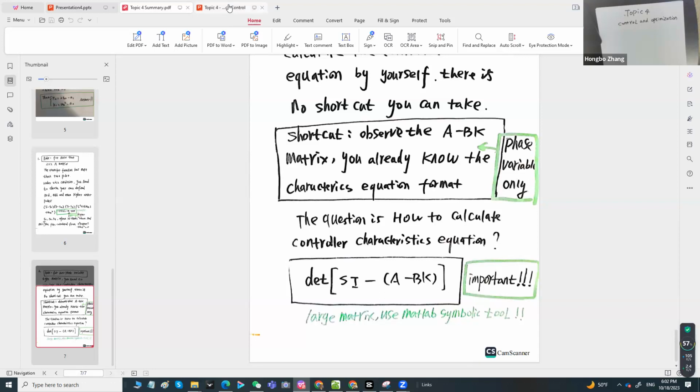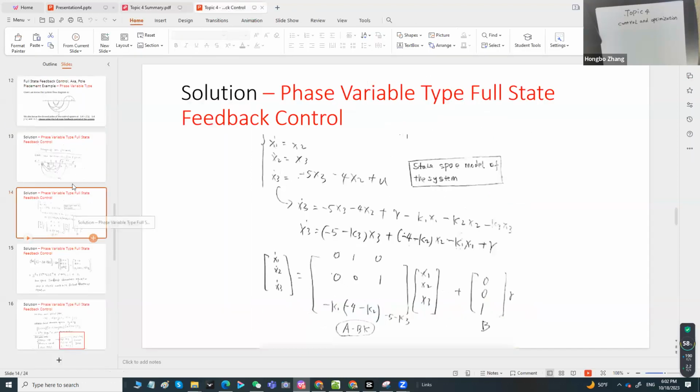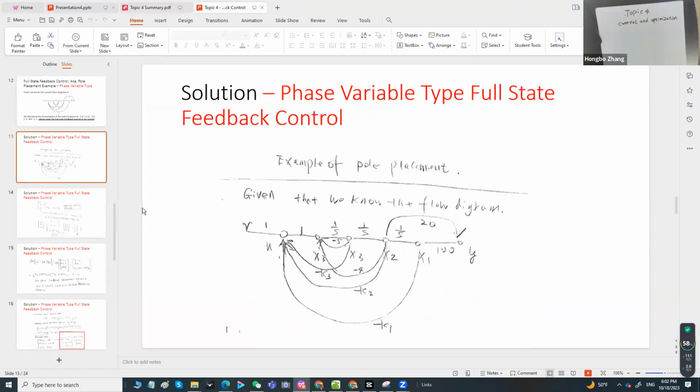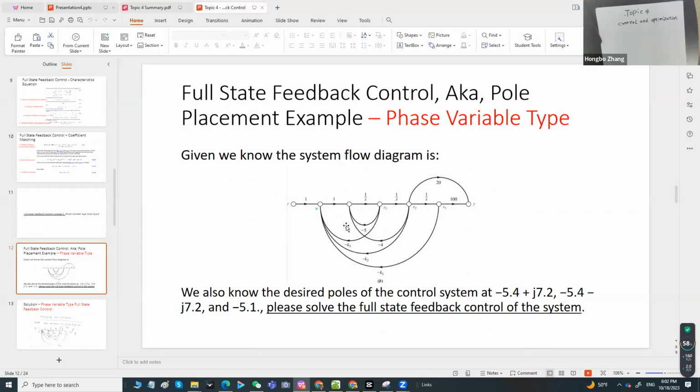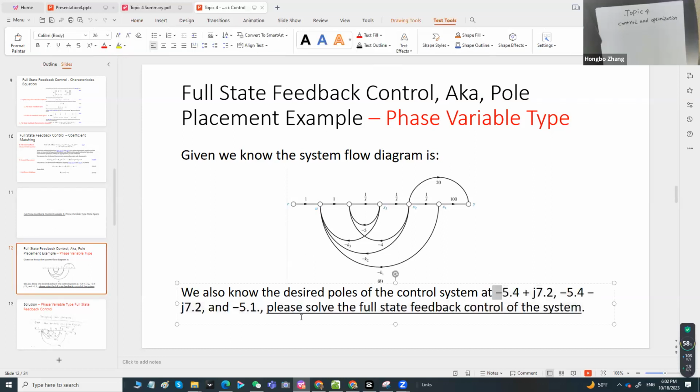We don't have enough time to go through the example here. I already gave you the example, so you can just go through it a little bit. We want to design a system to place the poles here, 3 poles. Those are the desired poles.